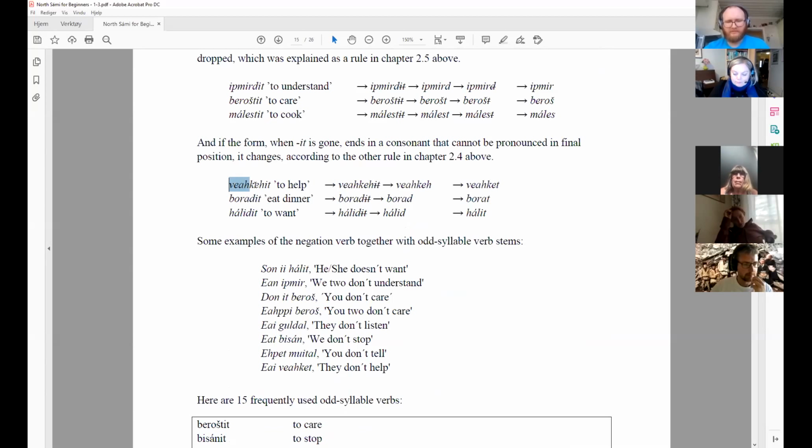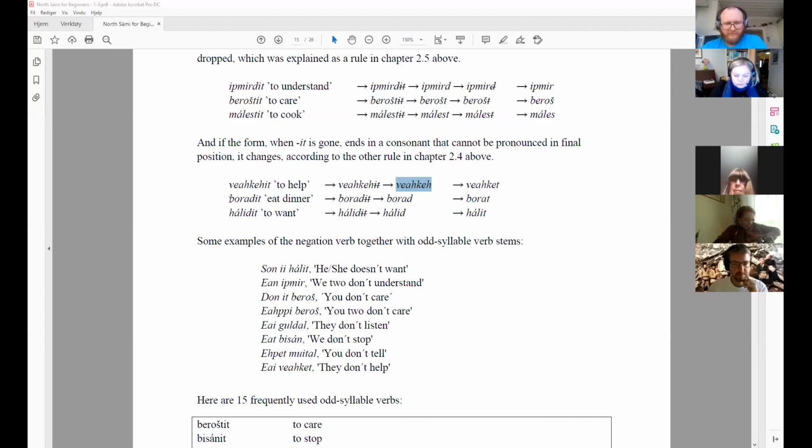And also here, vehkehit, if you end with an h, then when you take away the it, it says mon in vehke, but that is difficult to say. So you say mon in vehket. Do odd syllable verbs not have consonant gradation? No, it doesn't. Odd syllable verbs don't have consonant gradation.